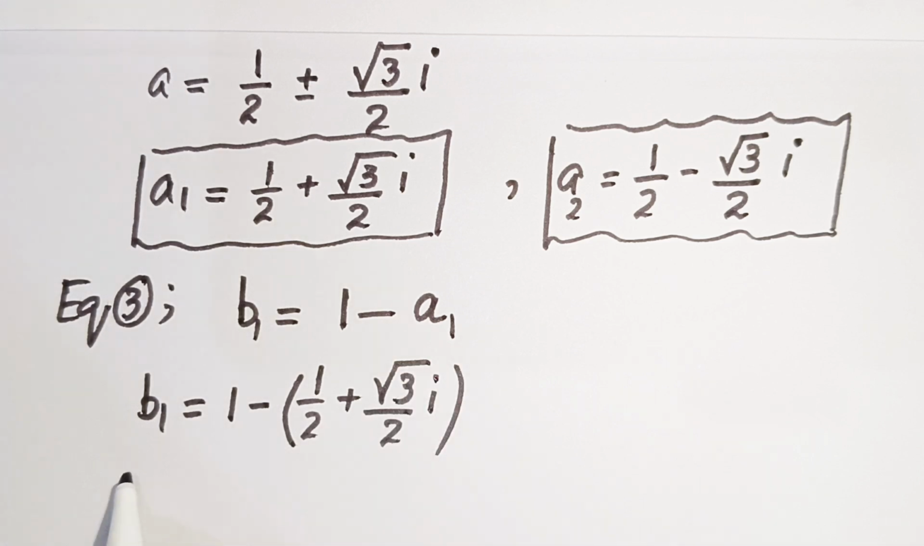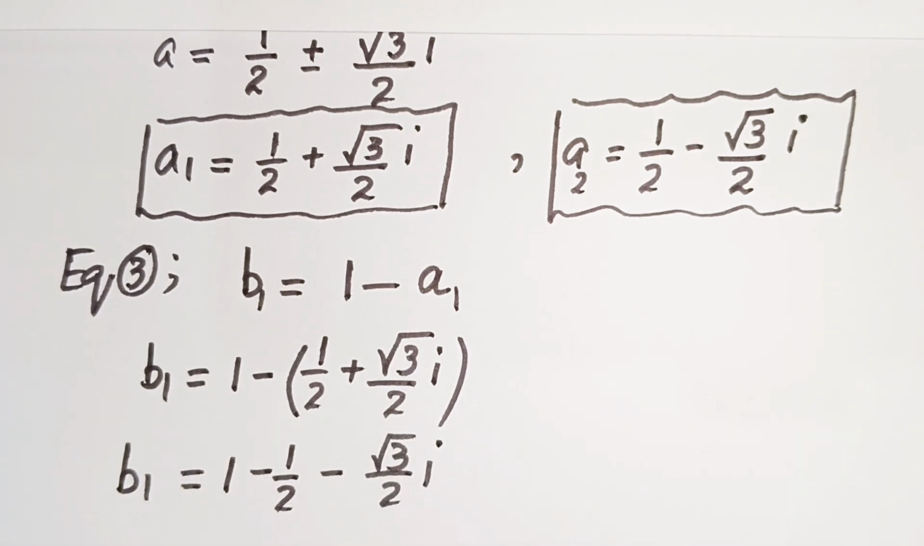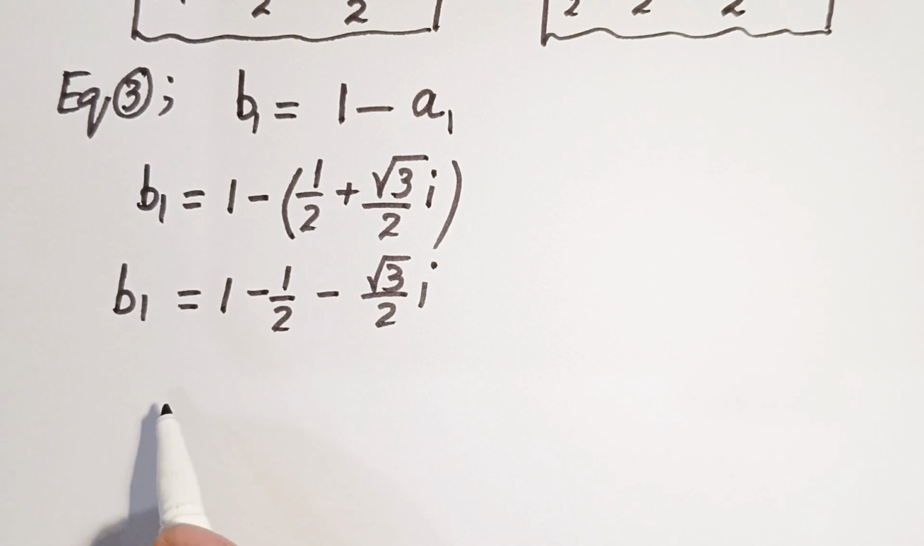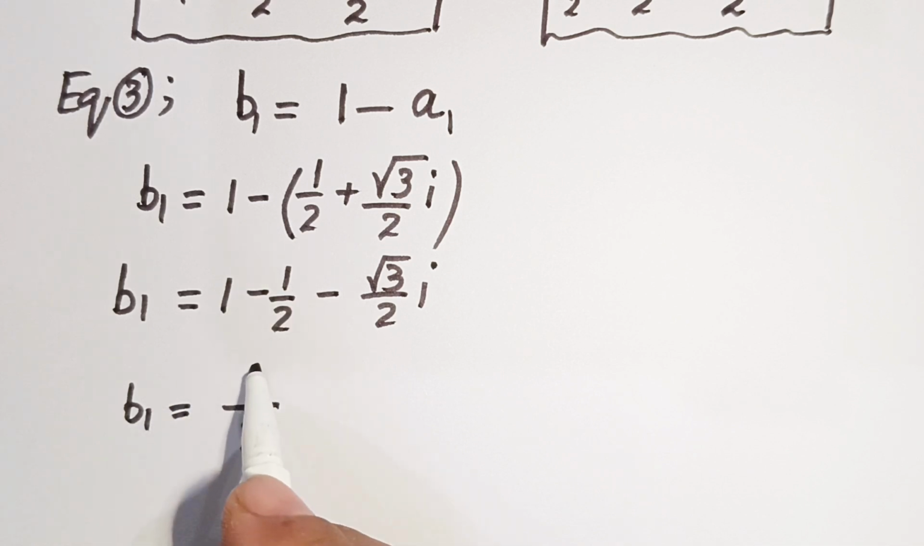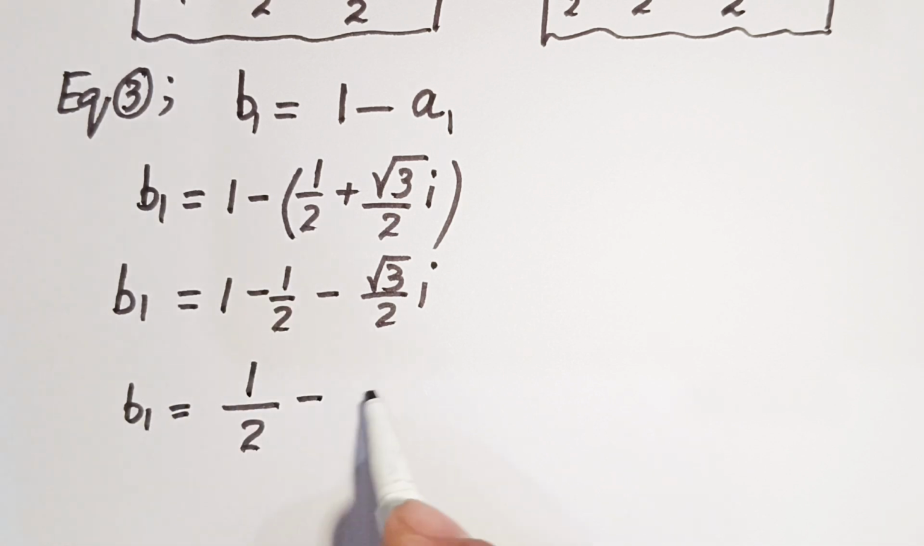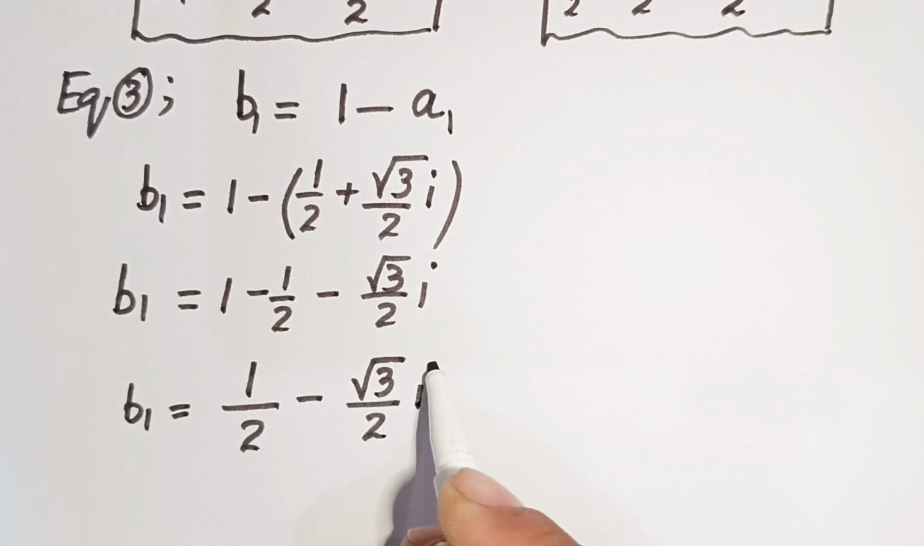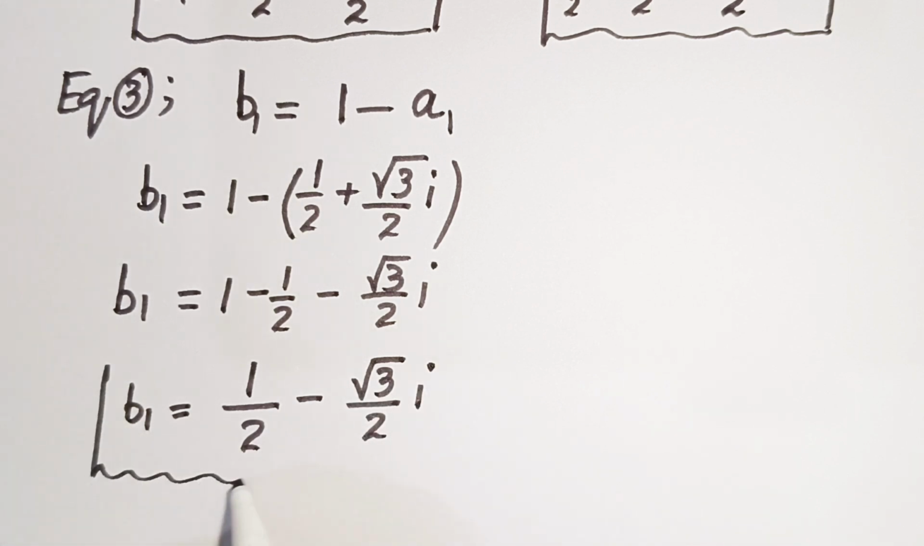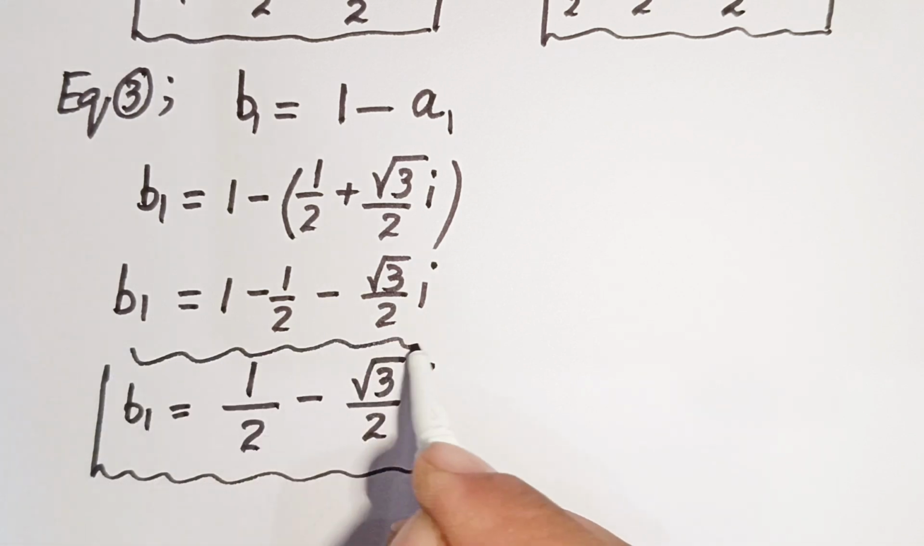Then b1 is equal to 1 minus 1 over 2 minus square root of 3 over 2 i. So our next step is, b1 is equal to, taking the LCM, we get 2 minus 1, which is equal to 1, and minus square root of 3 over 2 i. So it is our value of b, that is b1.